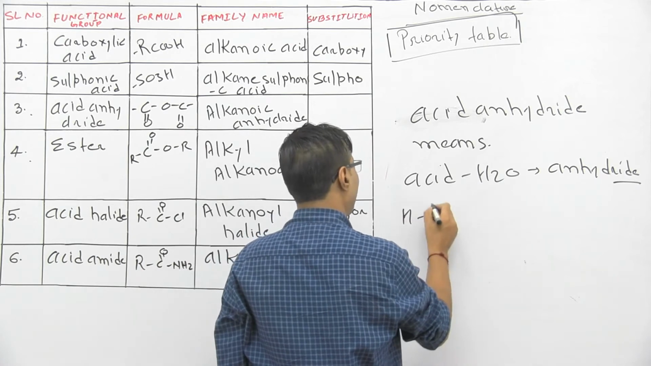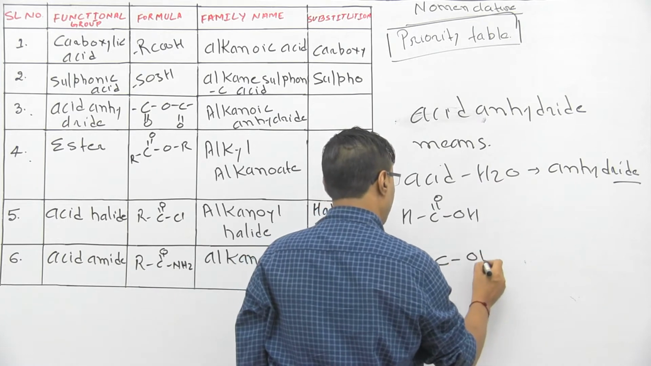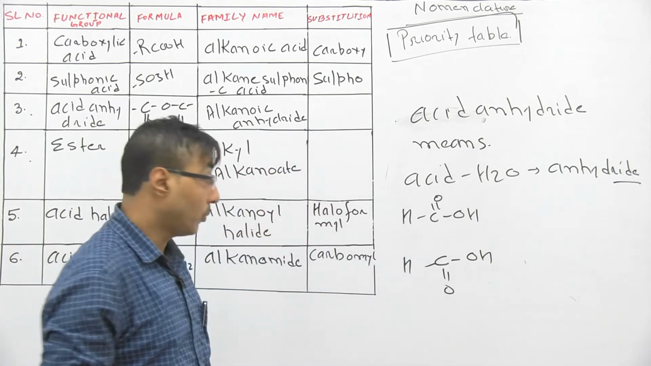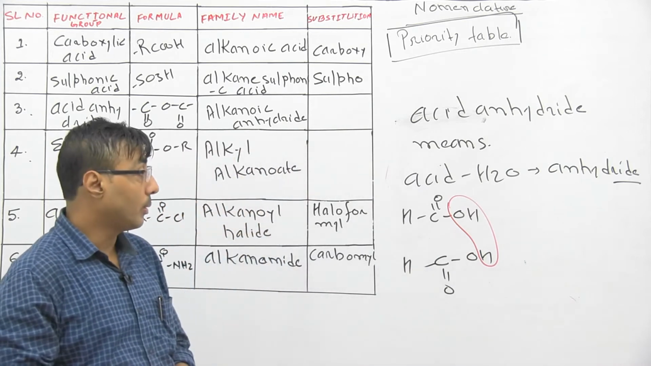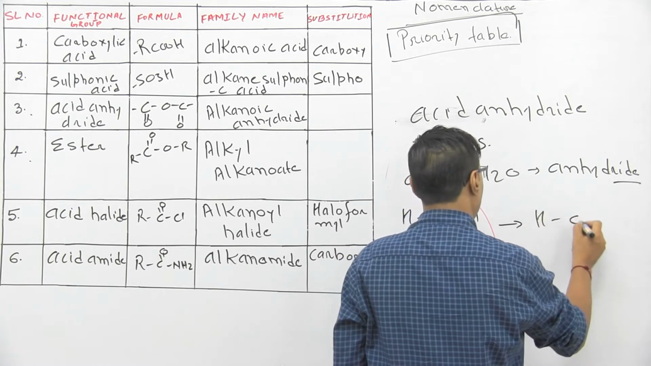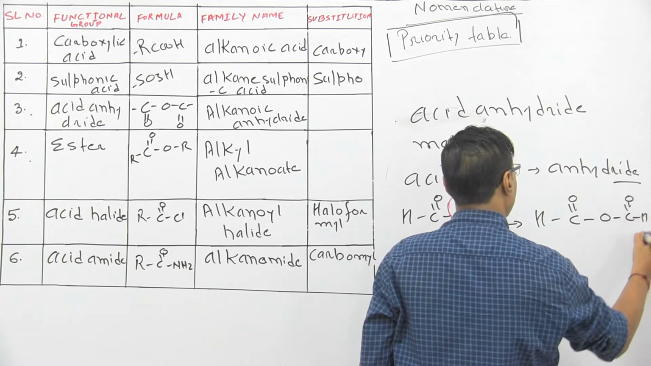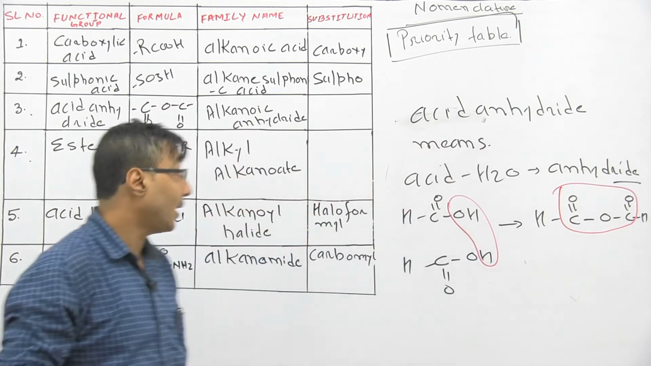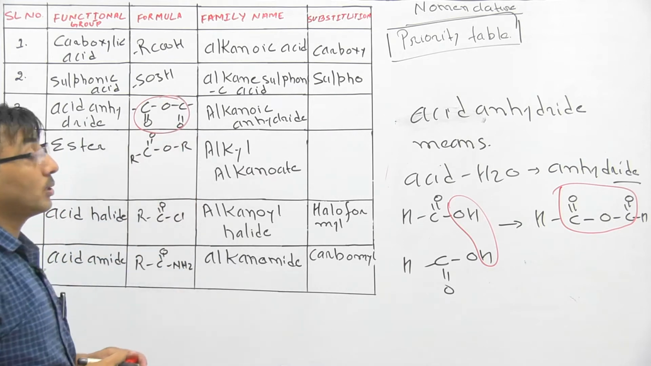Suppose HCOOH and another molecule of same acid. What we have done? We have removed the water molecule. After removing the water molecule, it will appear as C double bond O, O, C double bond O, H. This part is known as anhydride. Here it is written, this part is known as anhydride.